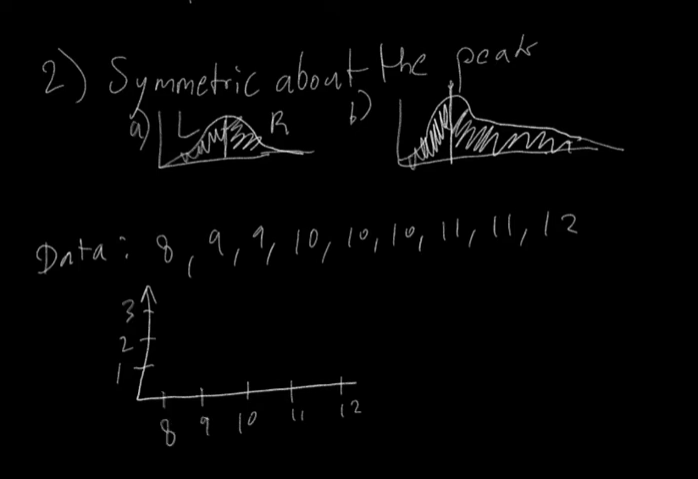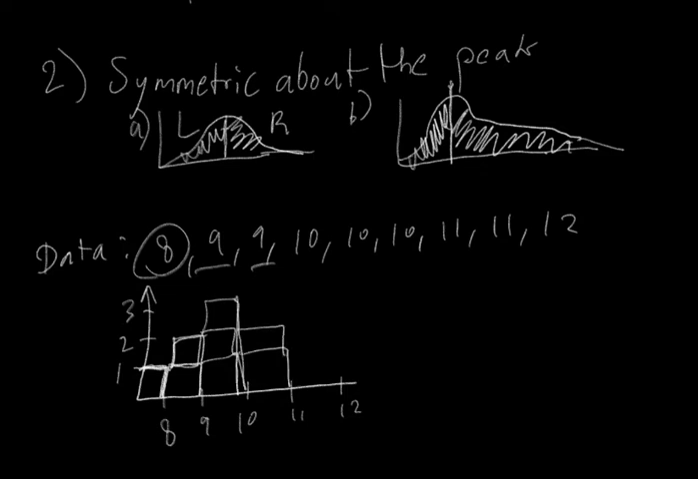And so because we have 1 8, we would put a box at 8. Because we have 2 9s, we would put 2 boxes at 9, 3 10s, 2 11s, and a 12.